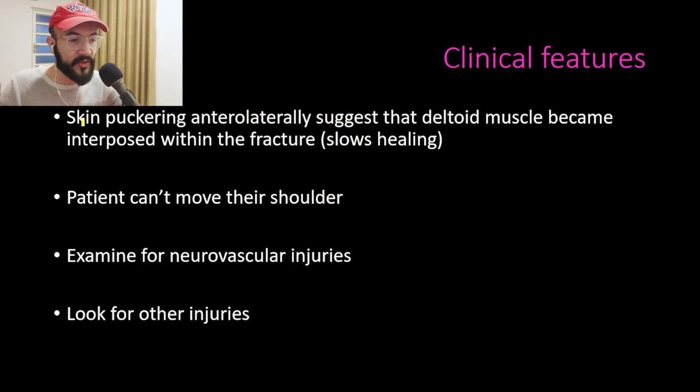And skin puckering anterolaterally suggests that the deltoid muscle became interposed within the fracture fragments, and this will slow the healing process. And if you ask the patient to move their shoulder, they can't move their shoulder. And of course, you have to examine for neurovascular injuries, and you also look for other injuries.